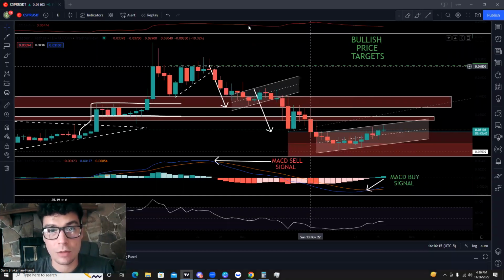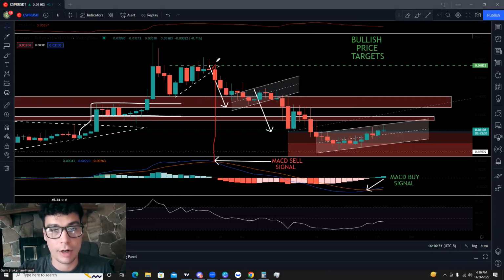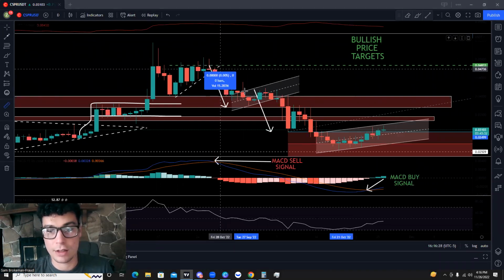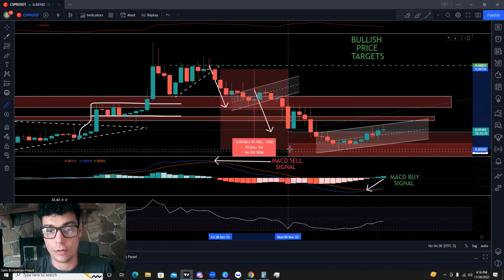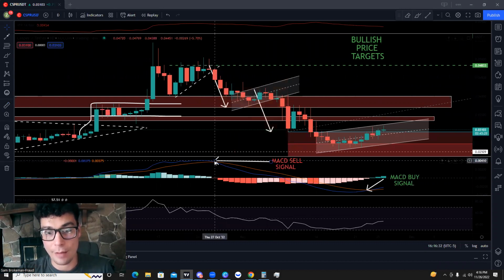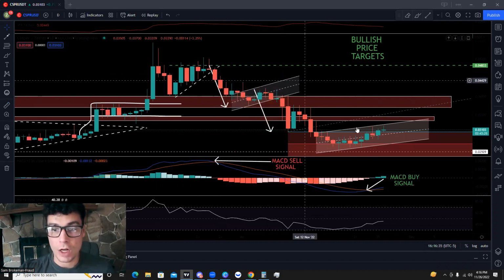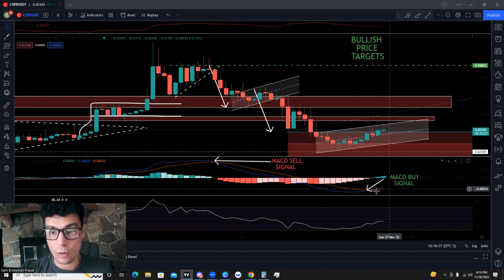So over here is where we got our MACD sell signal, okay, right about here. So right along this candlestick here, and we can take a look at the measured move real quick and just see how much it fell, and it ended up falling over 45% off of that MACD sell signal, okay? So, right now we're not seeing a sell signal. What we're seeing is actually a buy signal, okay?